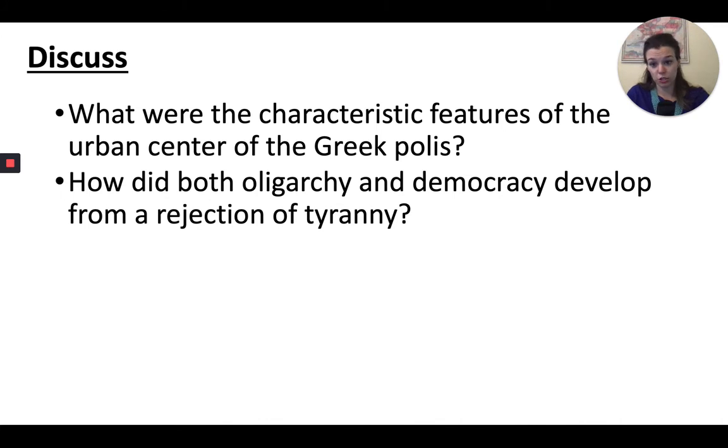So, discussion question. What are the characteristic features of the urban center of the Greek polis? So what do we expect to find in a Greek city? And how did both the oligarchy and democratic systems develop from rejection of tyranny, right? So tyranny is going to be like a king gone bad. The oligarchs and the democratic systems are rejections of those bad kings. We haven't talked about this specifically, so I want you to think critically. How would these two systems emerge from rejection of tyranny?